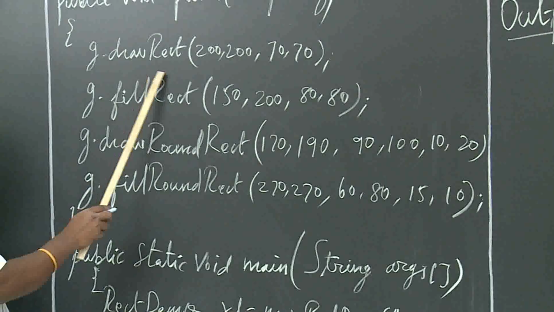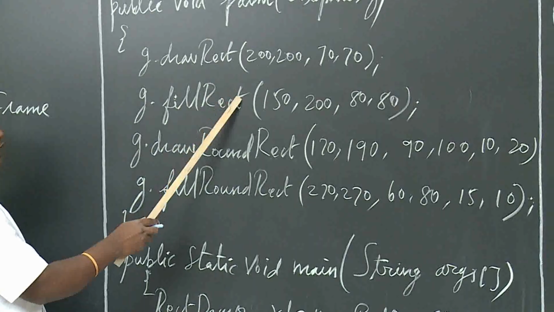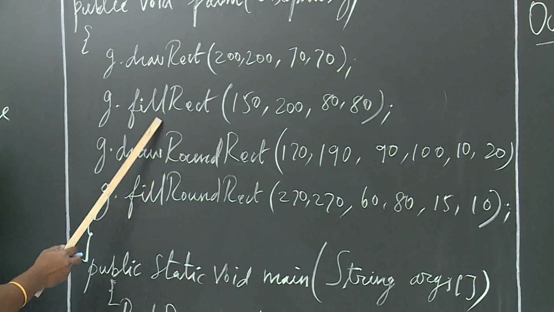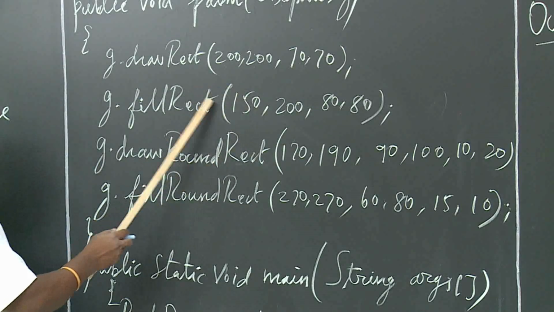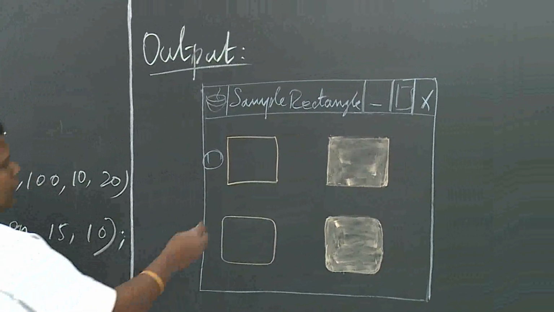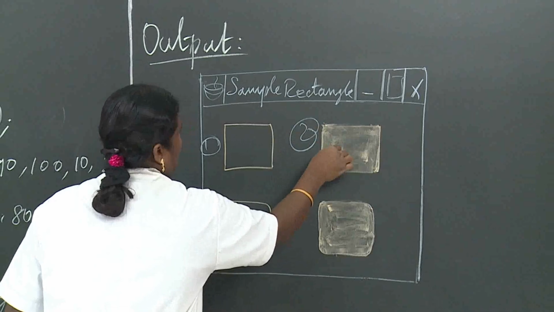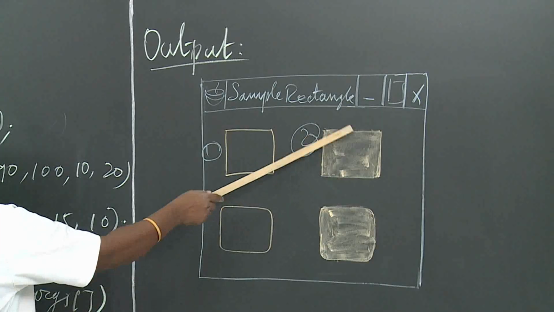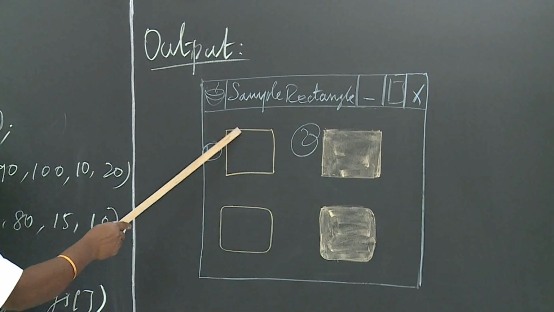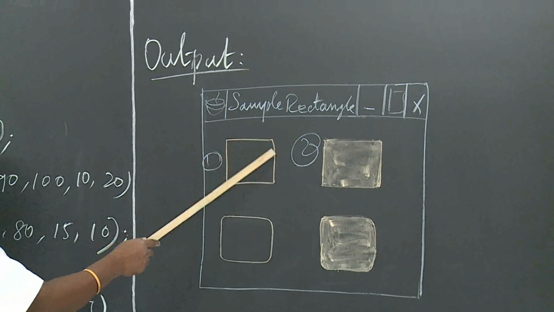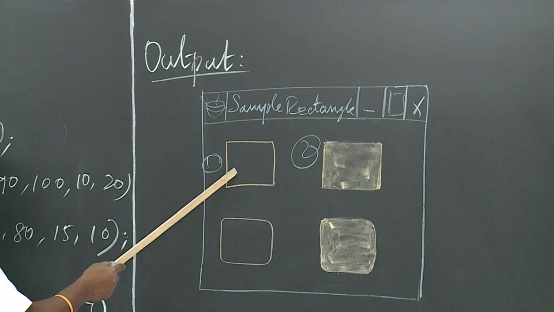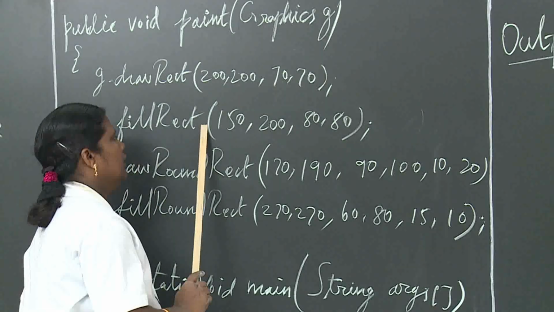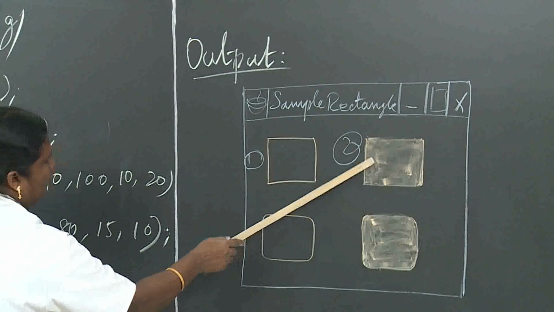The second one is fill rectangle. It is going to draw the rectangle and also fill it with the default color using these specifications. So this represents the second diagram: draw the rectangle as well as fill the same. The first rectangle was only drawn, not yet filled. So using fill rectangle is going to fill the particular rectangle.